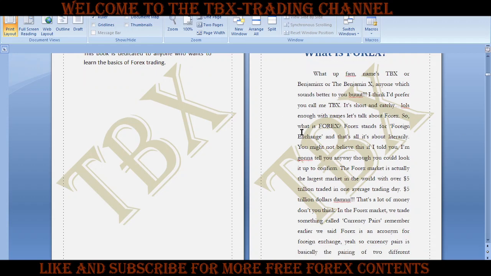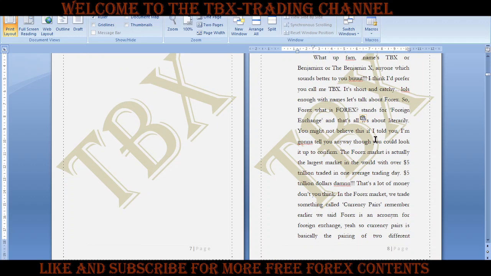But let's jump to what actually has meaning to forex, and that is: what is forex? Forex stands for foreign exchange. Period. Forex is just an acronym for foreign exchange, and that's all you need to know about the meaning of forex.